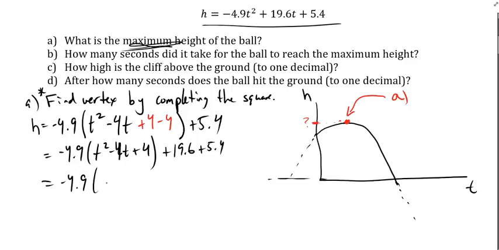Negative 4.9, and then how do I write this? T minus 2 squared, and it works out to plus 25. So it worked out really nicely. Is everybody okay with that?